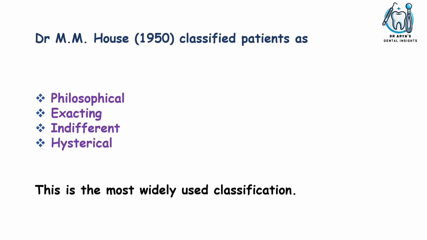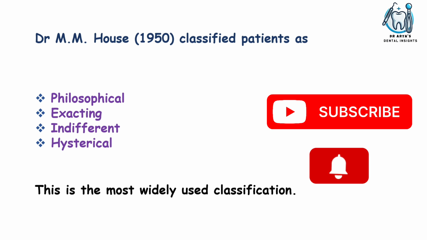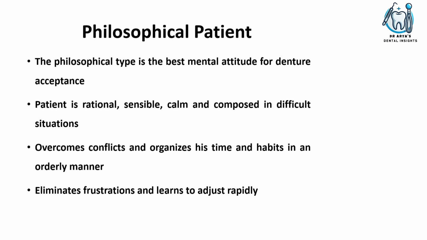So first coming to the House classification. In 1950, Dr. M.M. House classified patients as philosophical, exacting, indifferent, and hysterical. This is the most widely used classification. What is a philosophical patient? The philosophical type has the best mental attitude for denture acceptance. These patients are rational, sensible, calm, and composed in difficult situations. They overcome various conflicts, organize their time and habits in an orderly manner, eliminate frustrations and learn to adjust rapidly.